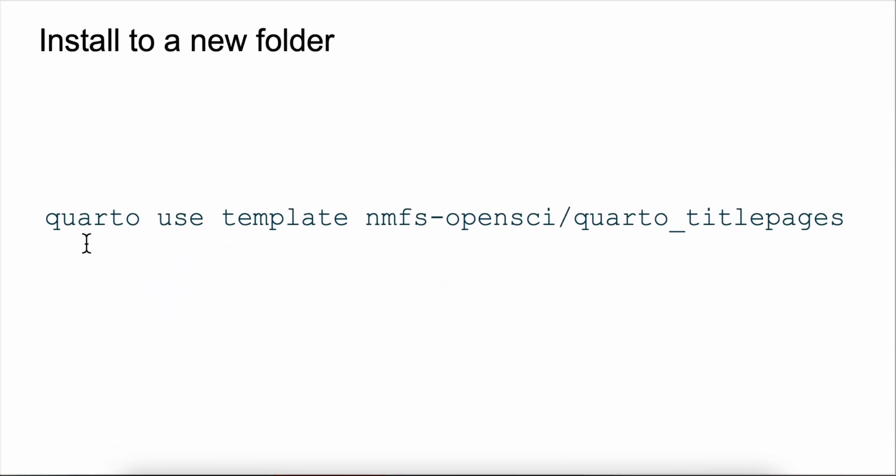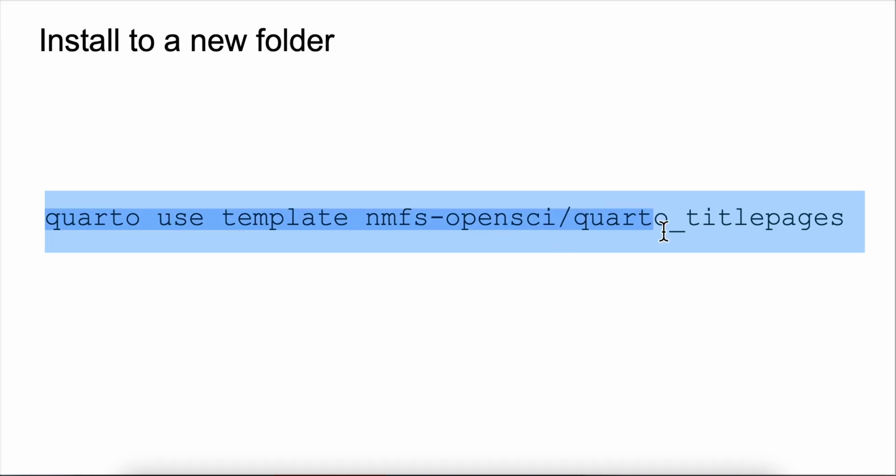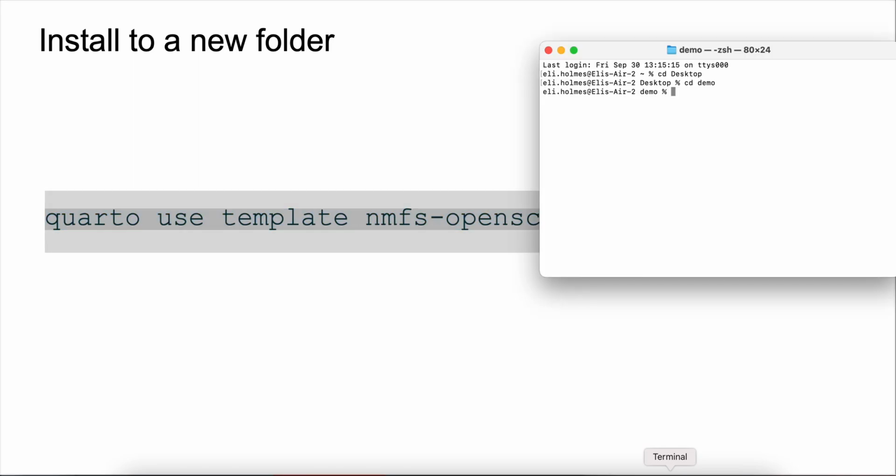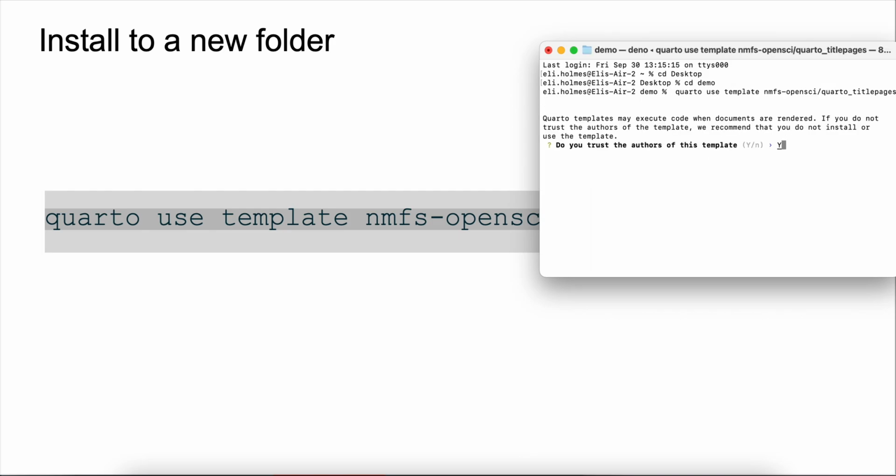First thing we want to do is install the extension. I'm going to use this to install to a new folder, and that'll give me some demo files that I can use. So I want to copy that. I want to go to a terminal and I paste that in. Has to trust it, yes, okay. And then it's going to ask me the directory that I want to call this. It's going to put all the files into that directory. So I'll just call my title page.